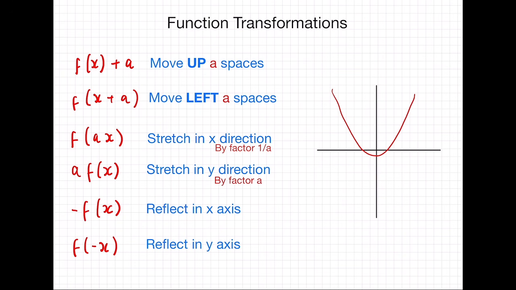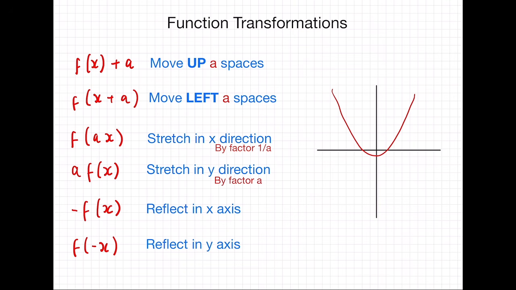When it's inside the bracket, so f of x plus a inside, the third one and also the bottom one, it all affects the horizontal direction or the x-axis, and it's the opposite of what you'd expect. So if we have a plus a, in the horizontal direction, that would normally indicate a move to the right, but in this case it is a move to the left. Likewise, if it is ax inside, we would expect that to stretch it, for example by a factor 2, but that would actually half it. So it's always the opposite of what you'd expect.